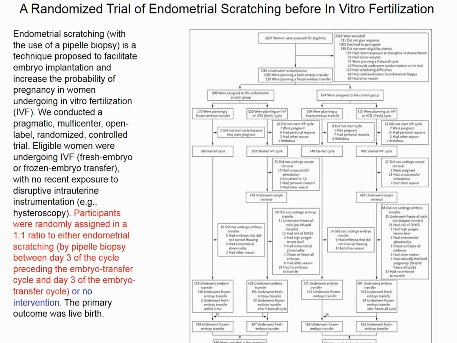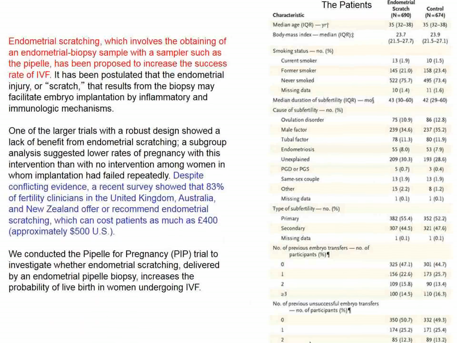So fairly complicated events here that you can follow if you wish, how the 3,627 women were evaluated for this study, and then if they were willing to participate, and which cycle were they in, and what sort of in vitro fertilization strategy was done, and what sort of hormonal treatments they had. This is fairly complicated in order to test a hypothesis like this. So lastly, there were 650 women in the scratched group and about a similar number of women in the unscratched group.